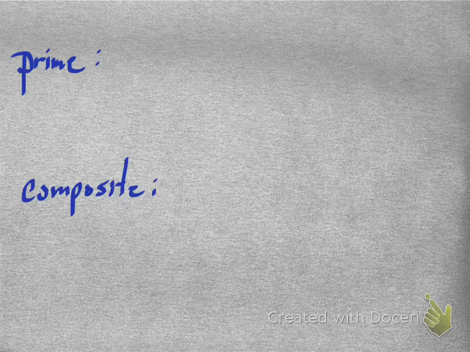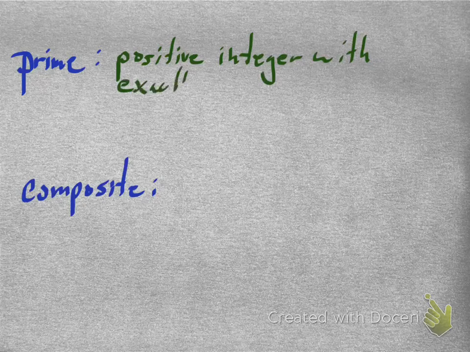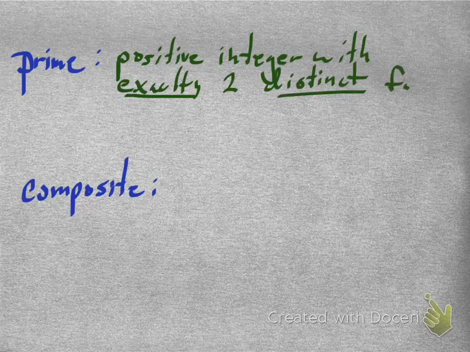Okay, the definition is it's a positive integer. We're not going to worry about negative numbers or 0 or 1 for now. Actually, we can talk about 1 in a minute. But it's a positive integer with exactly 2 distinct factors. Now, I underline the words exactly and distinct. The reason I underline distinct is because a prime number has to have 2 different factors, right? And there have to be exactly 2 of them.